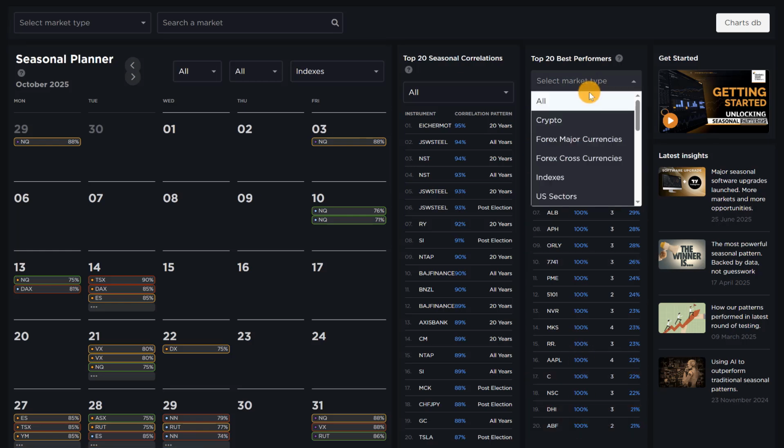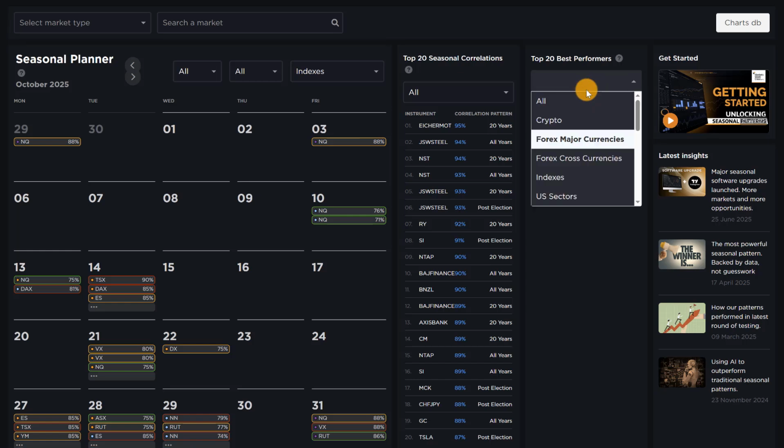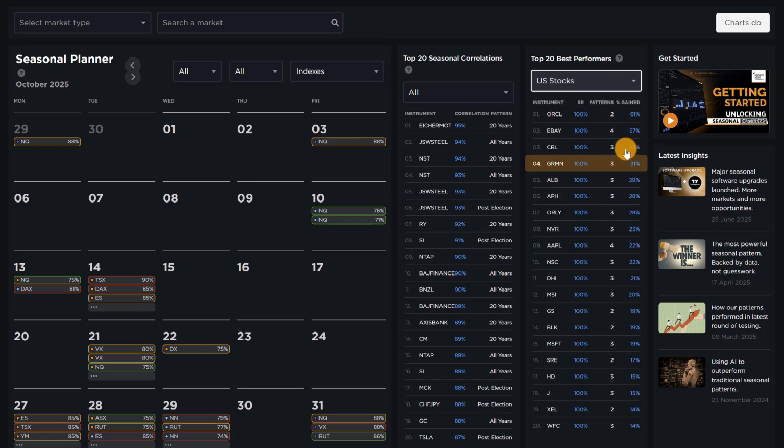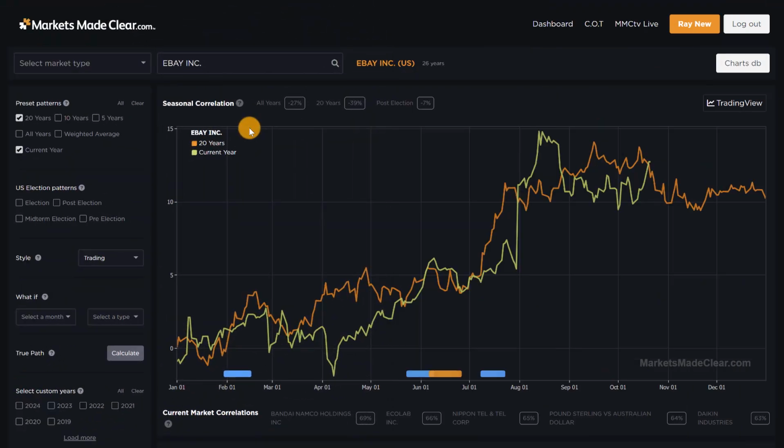And again, you can filter down through various asset classes. You can see the Swiss franc with 100%, Japanese yen with 100%, and going down through again, the stocks will more often have a stronger correlation and a stronger performance. We can see 4 patterns for eBay in this last 6 months. If we open eBay, you can see instantly the yellow line, very strong correlation with the orange line. Nice strong performance here in the period through July.